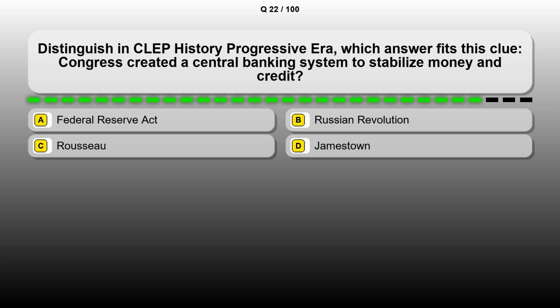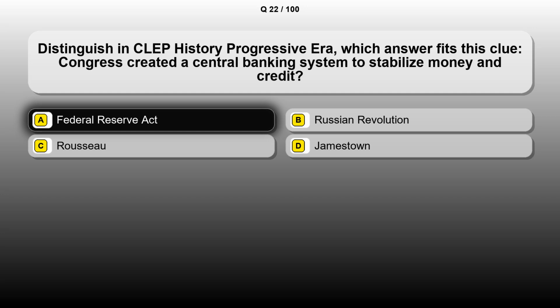Question 22. Distinguish in CLEP History Progressive Era, which answer fits this clue. Congress created a central banking system to stabilize money and credit. Option A, Federal Reserve Act. Option B, Russian Revolution. Option C, Rousseau. Option D, Jamestown.